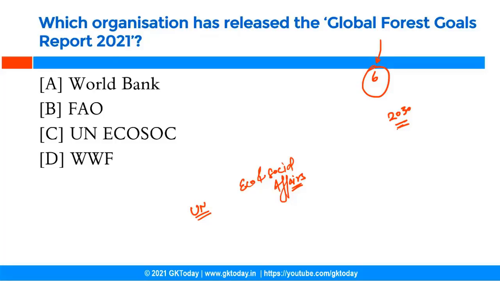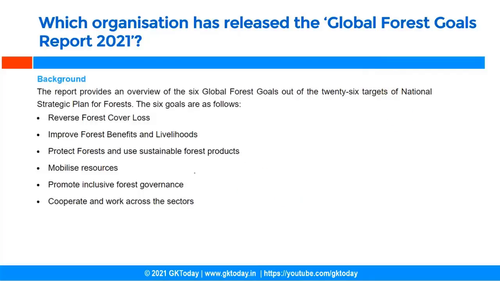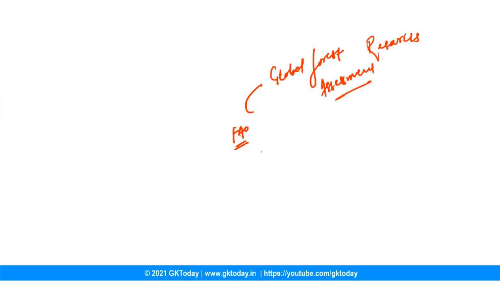Now, what are these 6 forest goals? These goals are: reverse forest cover loss, improve forest benefits and livelihoods, protect forests and use sustainable forest products, mobilize resources, the 5th one is promote inclusive forest governance, and the 6th is cooperate and work across sectors. Now, in the context of forests, please note that FAO also released the Global Forest Resources Assessment Report. FAO is the Food and Agriculture Organization. It is an organization of the United Nations. The headquarters of FAO is in Rome.